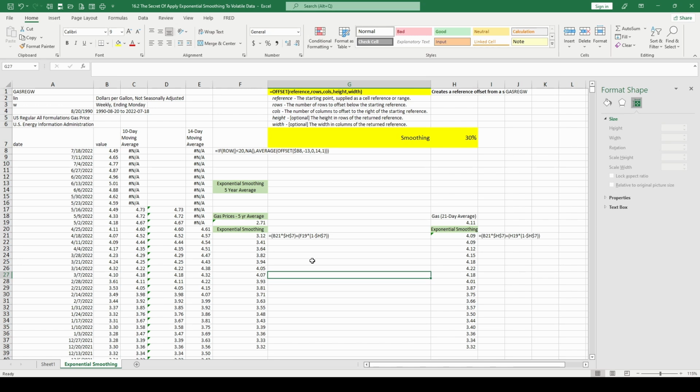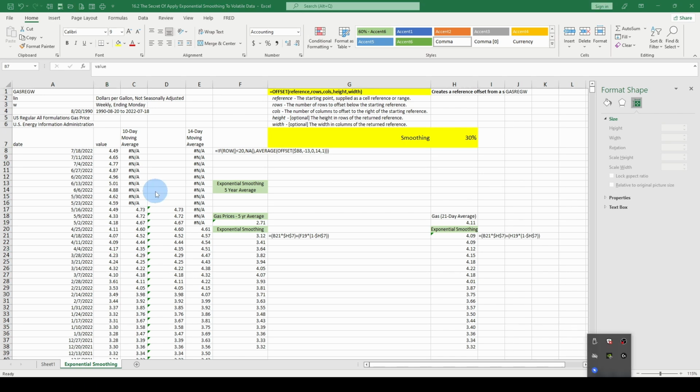The formula is very straightforward. I took 5-year gas prices. I took an average. I just took the gas value here in column B, which is the unleaded gas spot price. I just took the 5-year average. We're going to try to smooth that out. Gas price is 271. We're going to try to offset that against this current volatility.